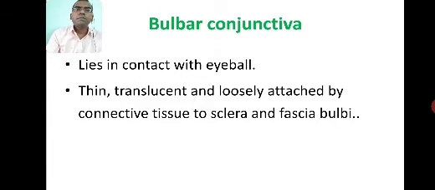The other one is the bulbar conjunctiva. The bulbar conjunctiva covers the sclera anteriorly, with the tenon capsule and episcleral tissue beneath. It is thin, translucent, and loosely attached to the underlying tissue, the tenon capsule or episcleral tissue, so it can be easily moved. These are the main two types of conjunctiva.